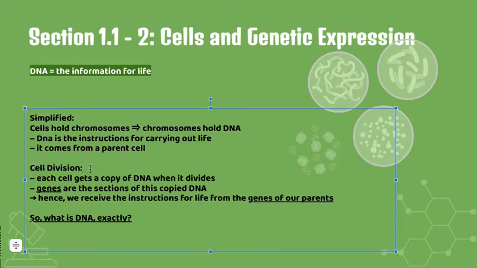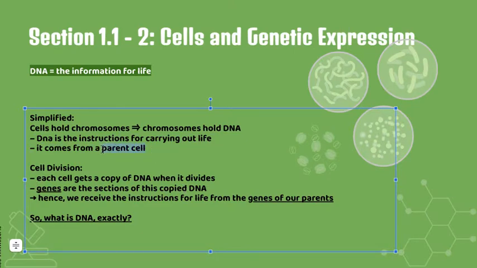Cells multiply or cells divide, but when cells divide, actually they each get a copy of DNA. Okay? That's how they know how to carry out their functions, because they each have a copy of instructions from the parent cell. Now we call the sections of the copied DNA genes. Okay? So genes are the sections of copied DNA from the parent cell.